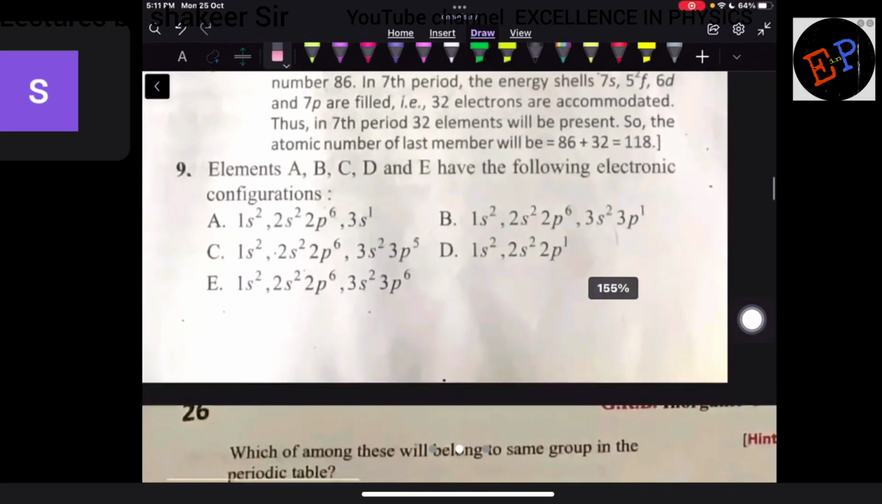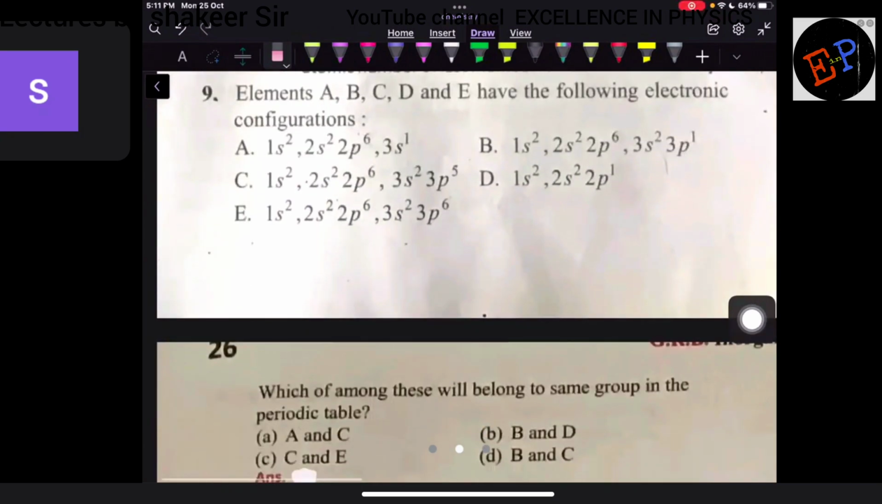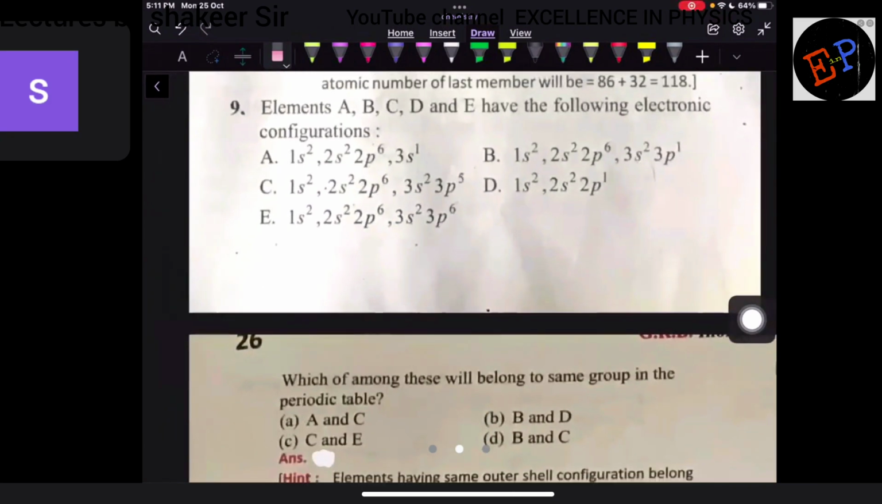So question number 9. Elements A, B, C, D, and E have the following electronic configurations. This is the configuration which is given. Once you see the configuration, what is the question he is asking? The question is: which of these belong to the same group in the periodic table? So out of these five elements, which two elements belong to the same group? How can you answer?